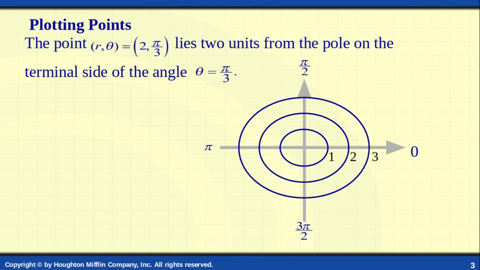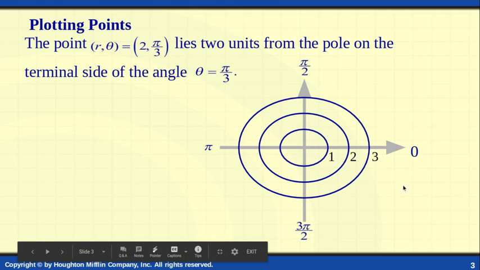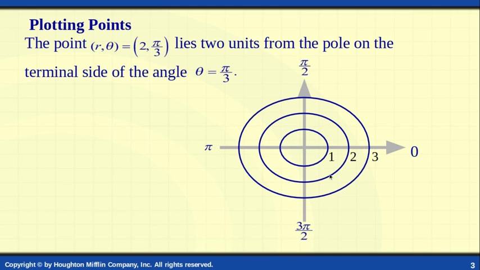So if we wanted to plot the point 2 comma pi over 3, we'd want to be on this radius 2 circle, because this represents all the points that are exactly 2 units from the pole. And then we'd want to put it at an angle of pi over 3. We know pi over 3 is 60 degrees, so it'd be roughly around here. So this would be our point 2 comma pi over 3 if we wanted to plot it.